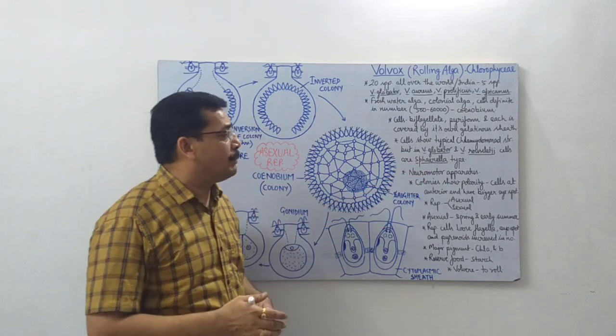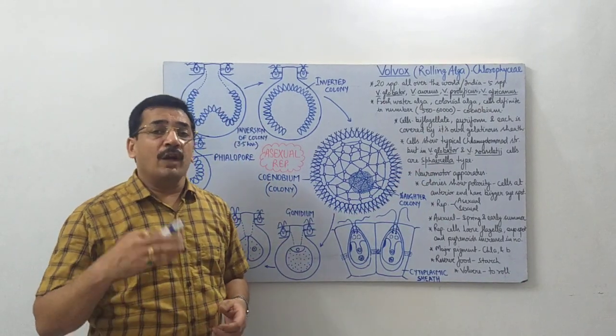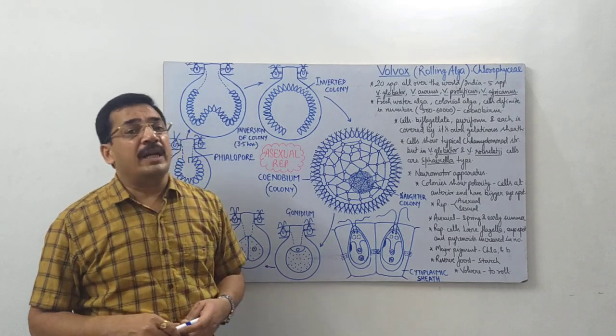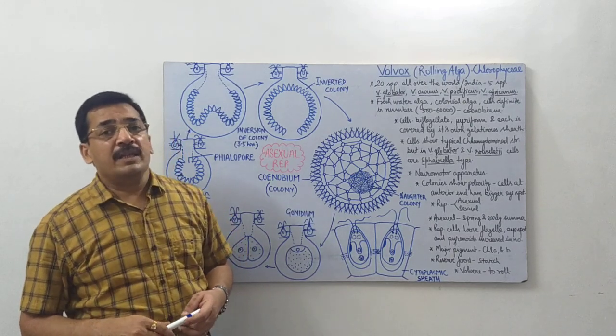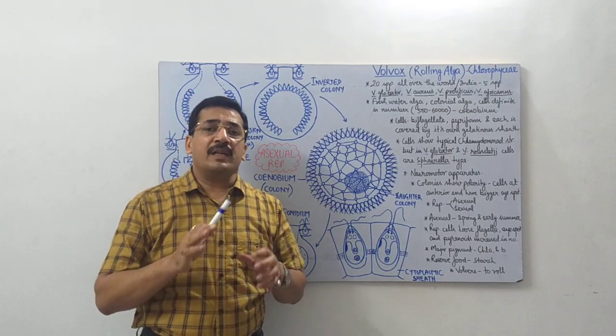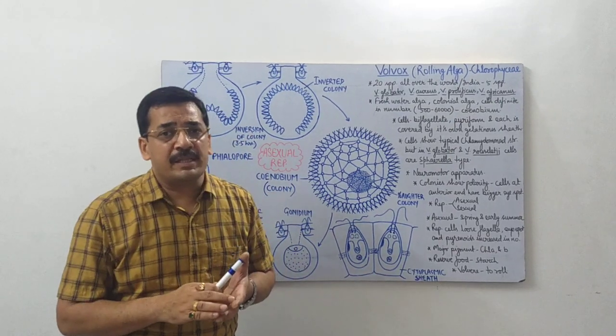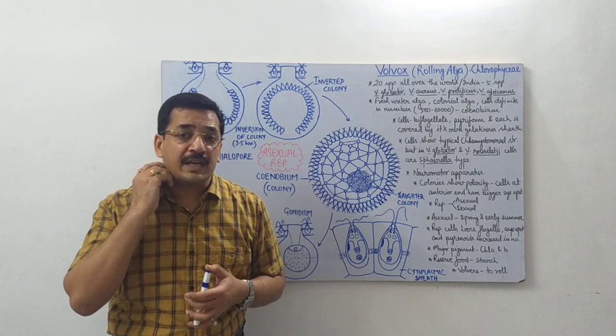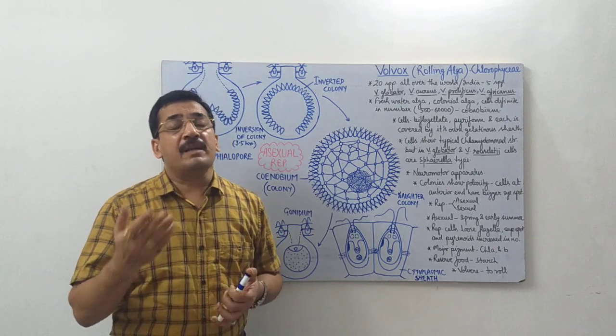As far as its reproduction is concerned, Volvox reproduces by two methods. One is asexual and the second is sexual method. Asexual reproduction generally takes place during favorable conditions, and it generally occurs during spring and summer season.